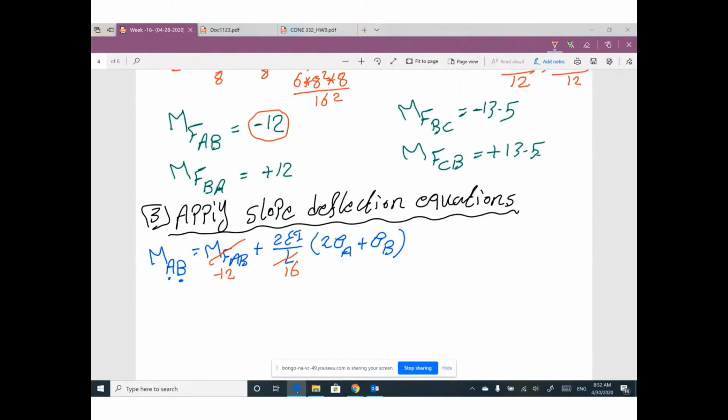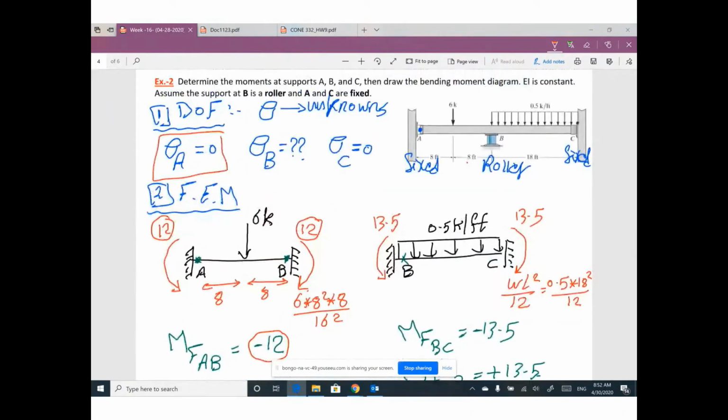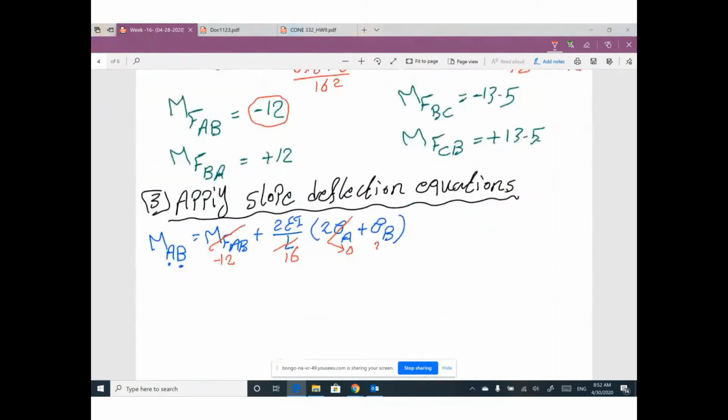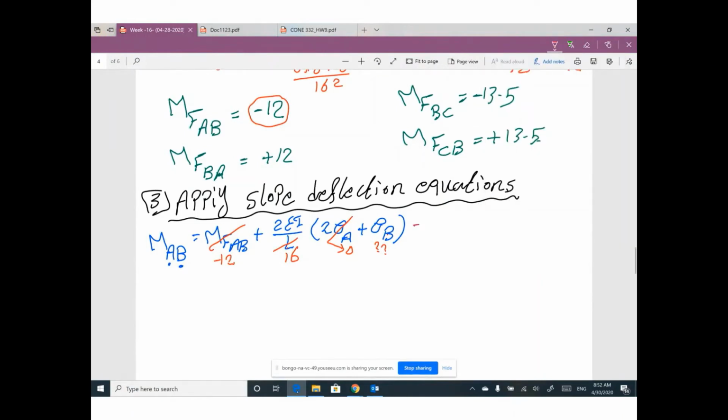Theta A is 0 because A was fixed. Theta B is unknown. So your final equation will be -12 plus 2EI divided by 16 times theta B.